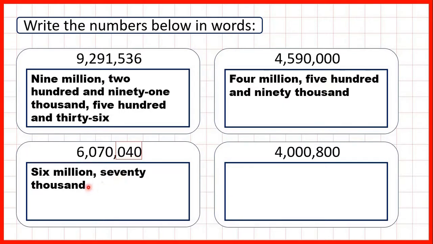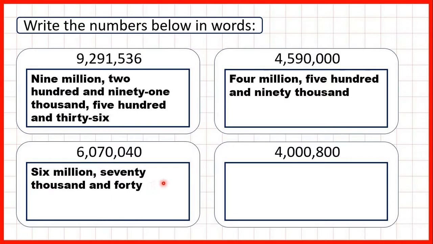Now rather than writing a comma after the word thousand, because we don't have any hundreds, when we write the number in words, we can just write and 40. So we still have a comma if the number's written in digits, but when we're writing numbers in words, if we don't have any hundreds, we can just write and then the number. So our number is 6,070,040.